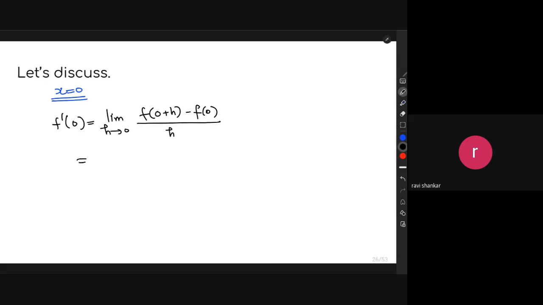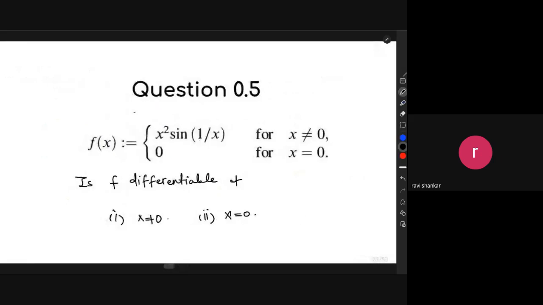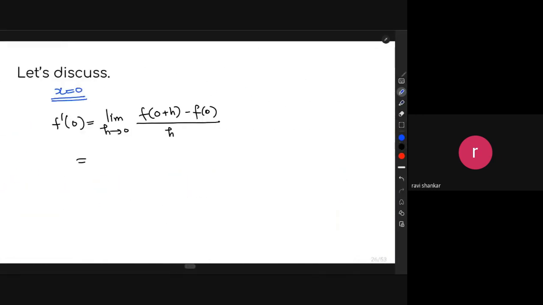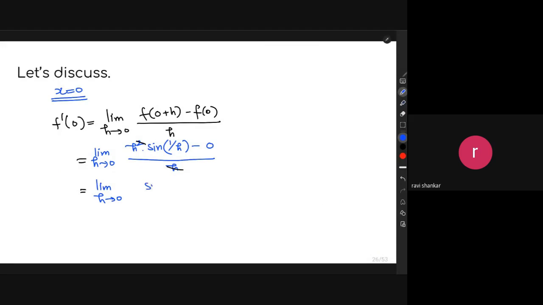Now we already know f of 0, as given in the definition, is equal to 0. So we substitute all these values and try to calculate the limit. It is h square times sine 1 over h minus 0, divided by h. Now you can cancel out h square by h, so what you are left with is h times sine 1 over h.